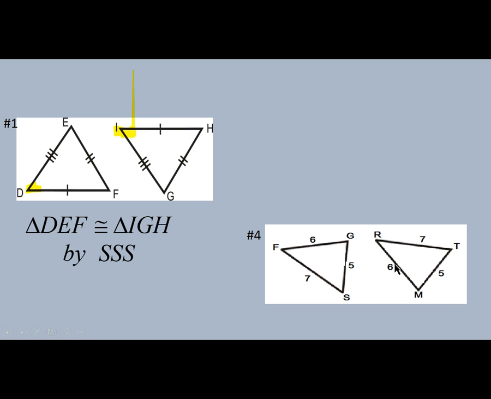Second problem here. All right, these two triangles are congruent. We already know it's going to be side, side, side. We just have to write our congruency statement. So we're going to name our first triangle as close to alphabetically as we can. That's FGS. Name the second triangle in matching order. All right, so for this one, we're going to say triangle FGS is congruent to triangle RMT. F is in the same place as R, G and M, S and T all go together.